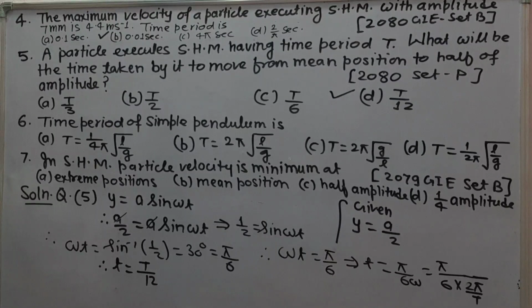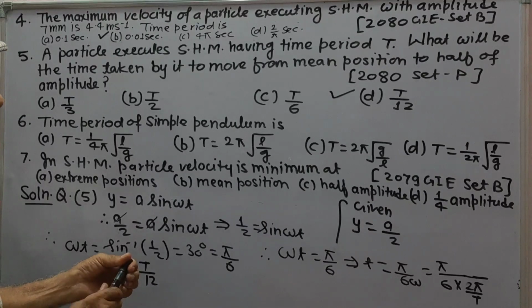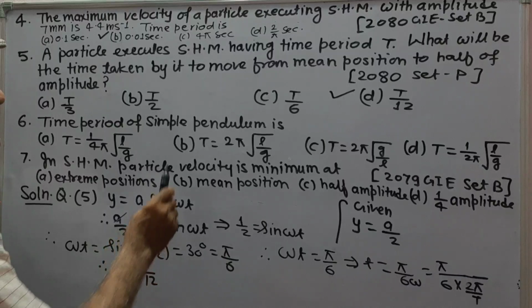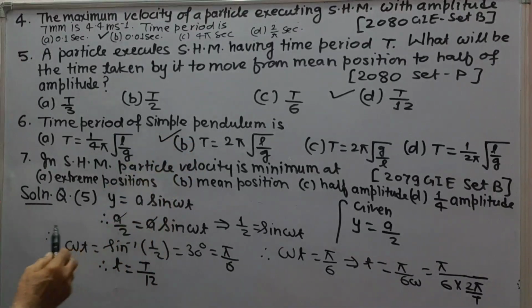Next, question number 6. The question is, time period of simple pendulum is, as we know, time period of simple pendulum is given by T is equal to 2 pi under root L by g. So B is the correct option.